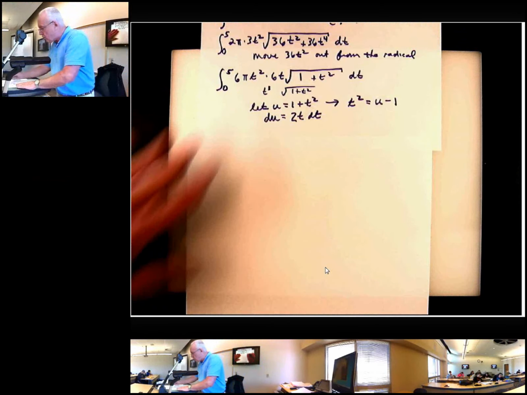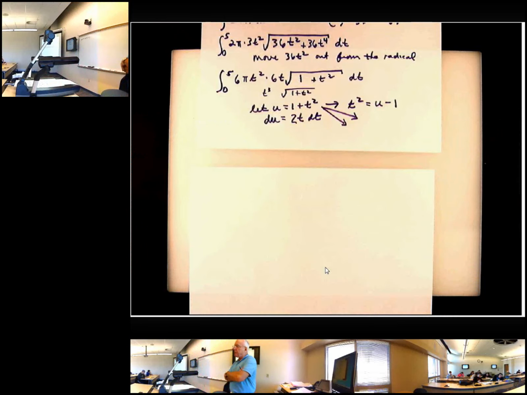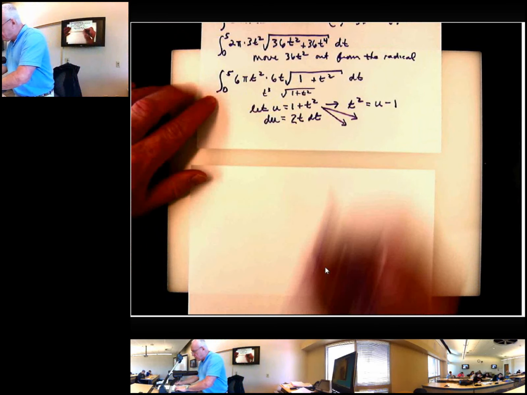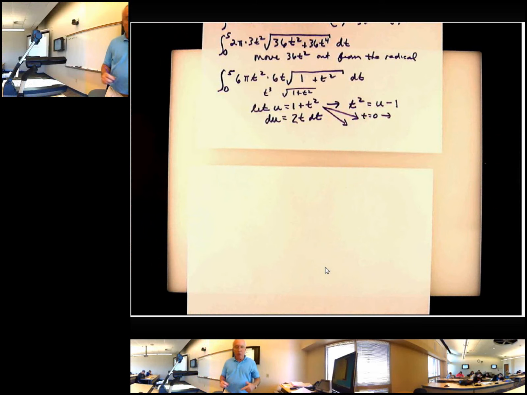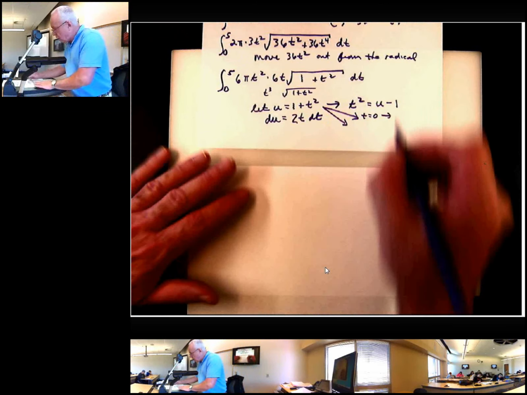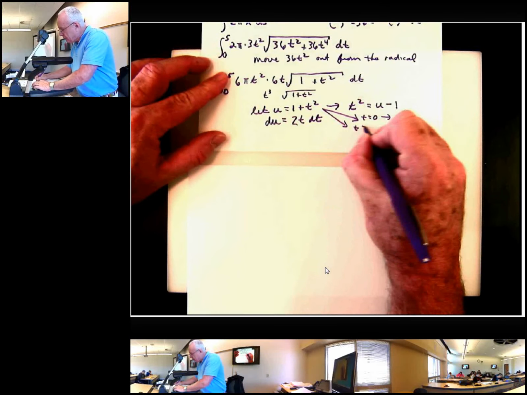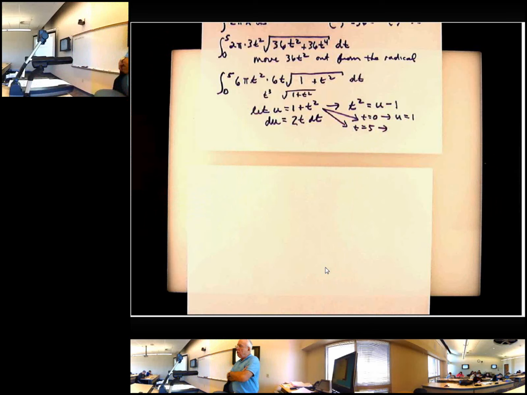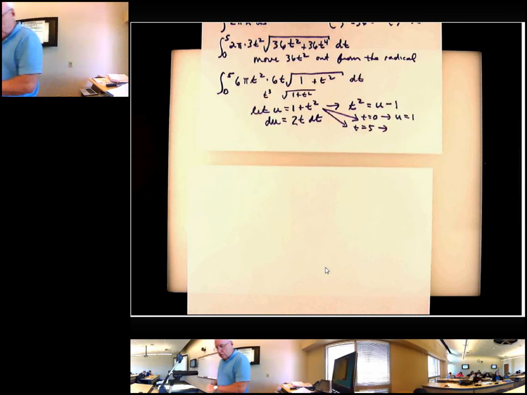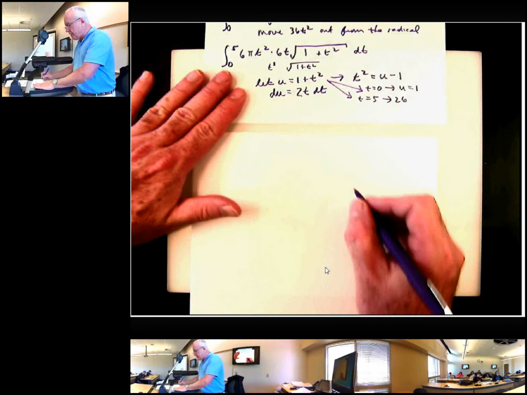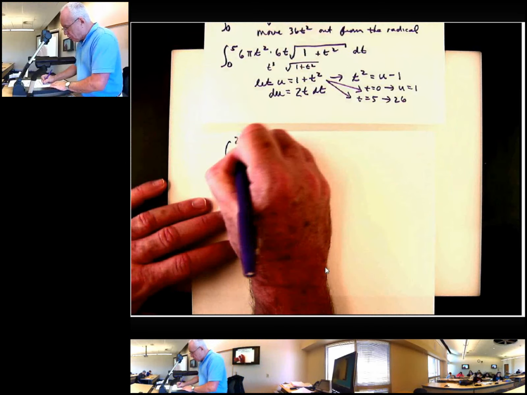I guess while we're at it, let's look at changing the limits of integration before we go any further with this. Okay, so when t is equal to 0, then u is going to be 1 plus 0, so u is going to be equal to 1. And when t is equal to 5, u is 1 plus t squared, so it's going to be 1 plus 25, so it's going to be 26. Okay, so let's get that adjusted. So then our new integral is going from 1 to 26.